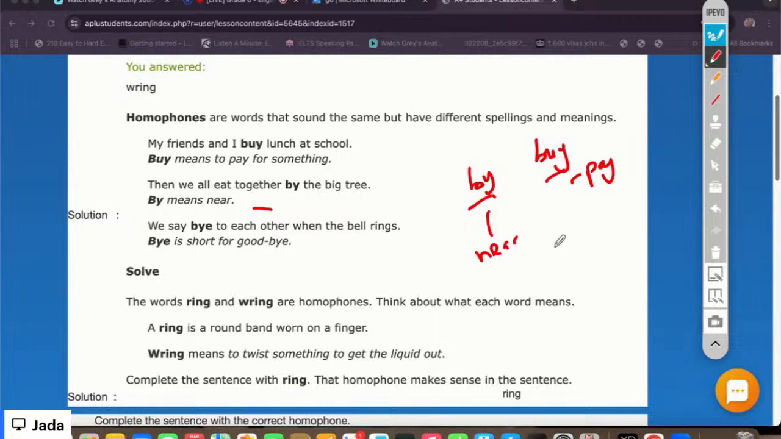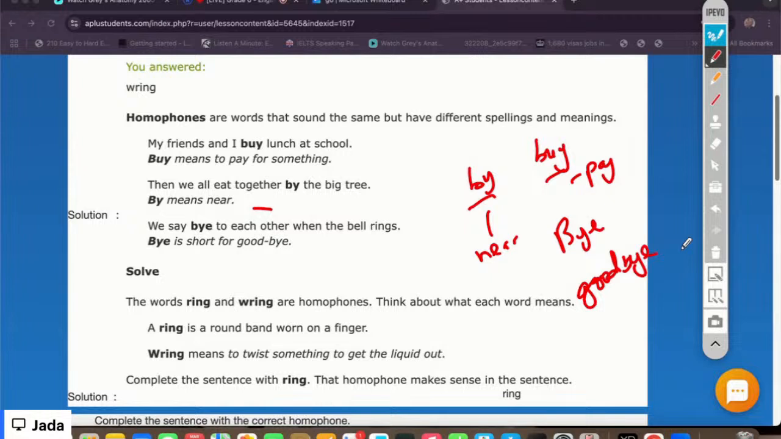All right, and then we also have bye. So buy, by, and bye are the same sound, but they all mean different things and they have different spellings. This bye is as in goodbye. Okay, so that is what we call homophones. They sound the same, but they have different meanings and they have different spellings.